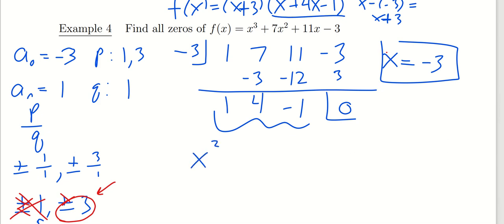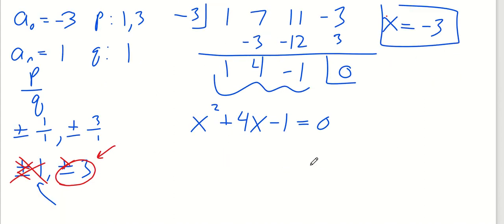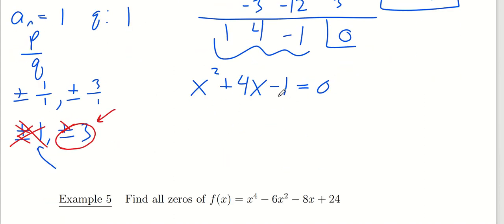So to continue, we now need to solve where x squared plus 4x minus 1 is equal to 0. And because now we're down to the step where we have a quadratic, we can use our method for solving quadratic equations. Unfortunately, this one will not factor, so we're going to need to use the quadratic formula. A equals 1, B equals 4, and C equals negative 1.